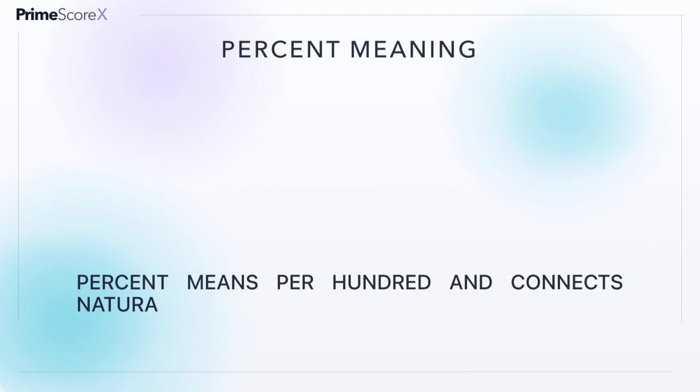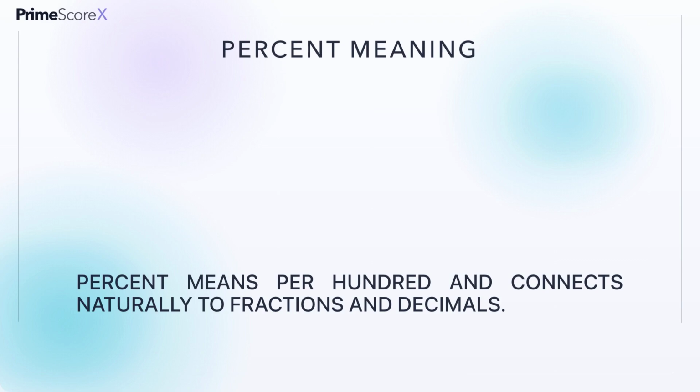Percents appear throughout the GED in discounts, taxes, interest, data, probability, and percent change. The word percent means per 100. 25% is 25 out of 100, which equals 1/4 and 0.25. Once you can move between percent, decimal, and fraction forms, most percent problems reduce to one of three questions: find the part, find the whole, or find the percent.